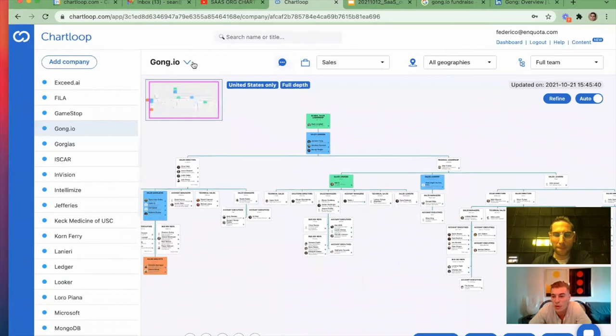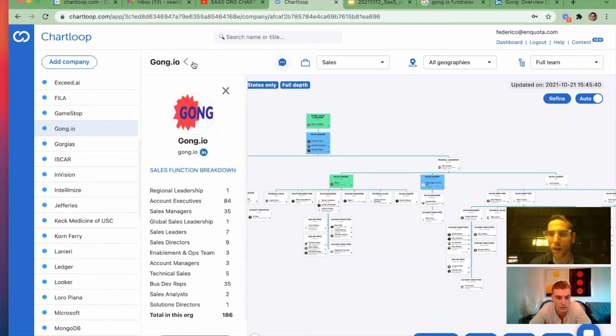Yeah, exactly. So like you said, Gong currently raised, I think it was a Series E, something like $250 million at a $7 billion valuation, which is pretty huge. And the company itself has about 800 employees, and then an org chart that we pulled from Chartloop has almost 200 people, right, just in their sales team.